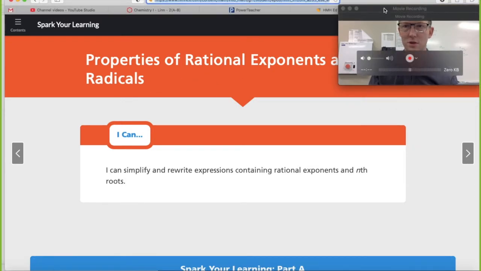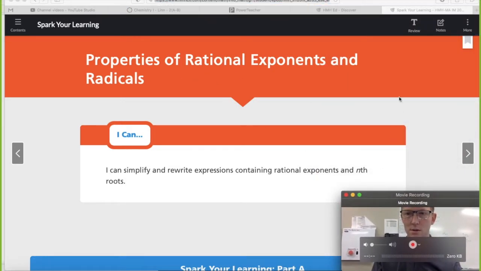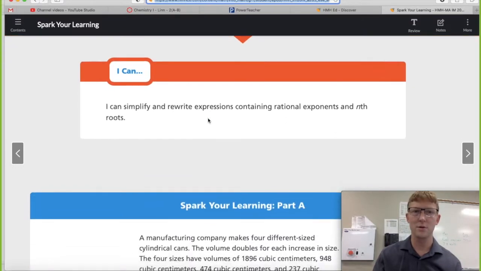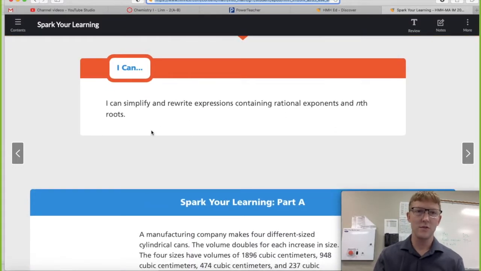So let's jump in here, face out of the way. Properties of rational exponents and radicals. By the end of this, you'll be able to simplify and rewrite expressions containing rational exponents and nth roots.